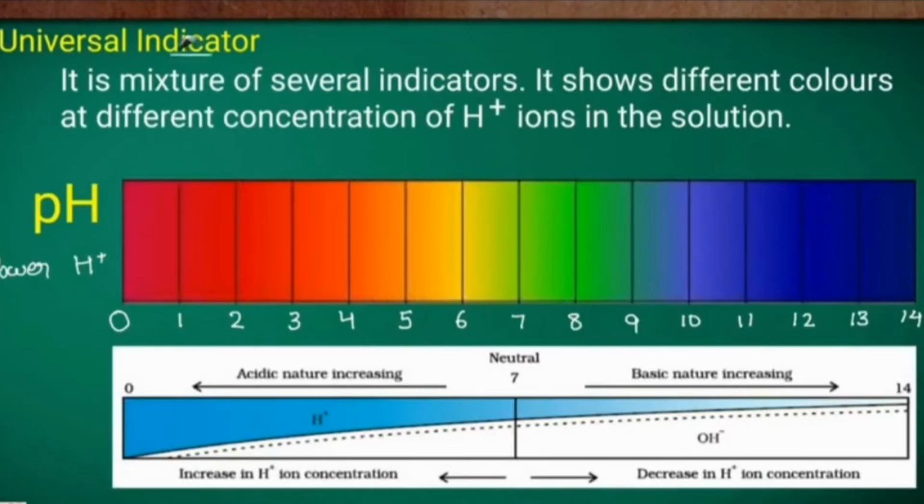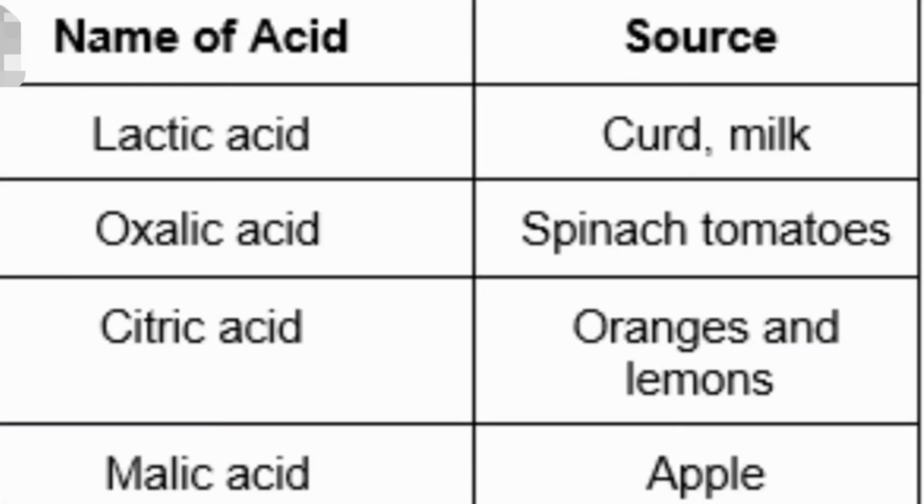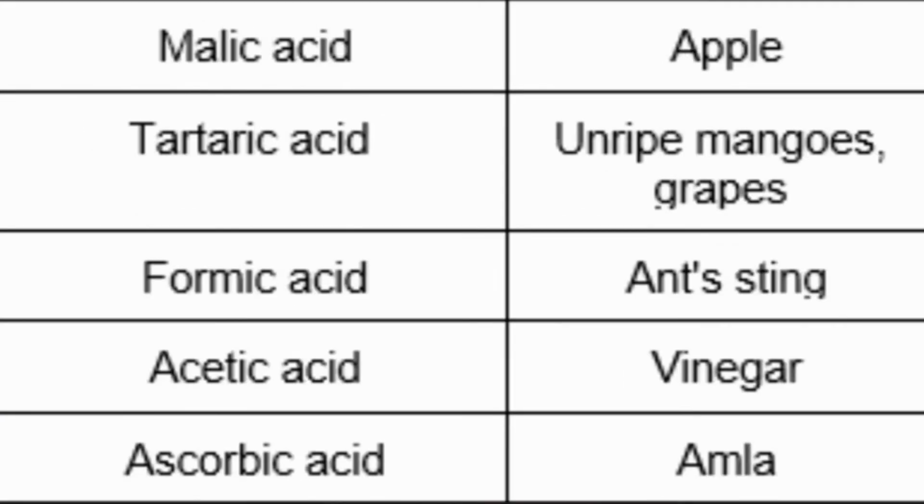Next comes the universal indicator. We already know about indicators from the previous part. Here, universal indicator is a mixture of several indicators. It shows different colors at different concentrations of H plus ions in the solution. Means the universal indicator shows different colors for different concentrations of H plus ions in different solutions, means acids and some bases.